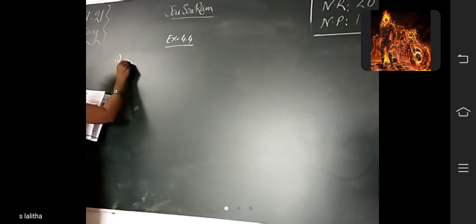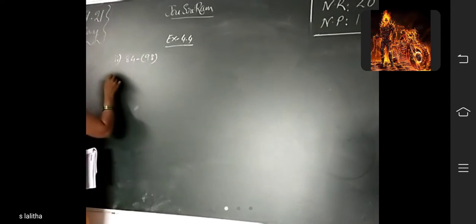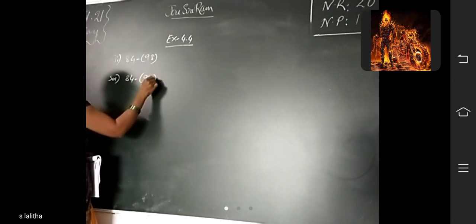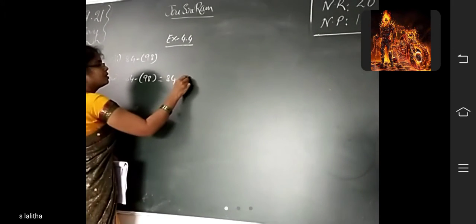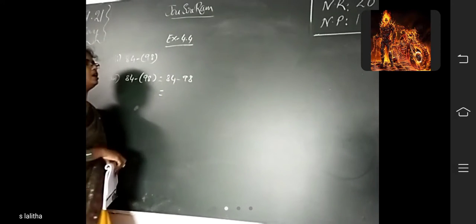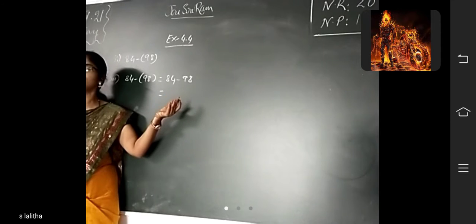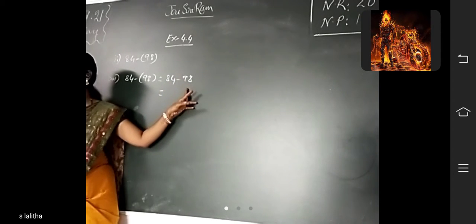Next. Second sum, C. Those who have completed, check your answers. 84 minus 98. How can you do this one? 84. Remove the brackets. Minus 98. Now, here plus, here minus. What should you do, subtraction or addition? Subtraction. So, which one is the biggest number? 98 is the biggest number.